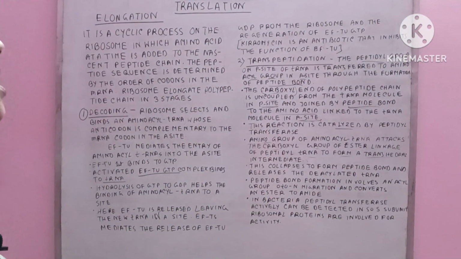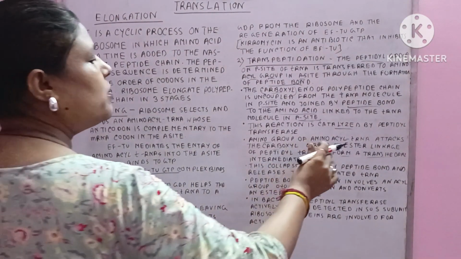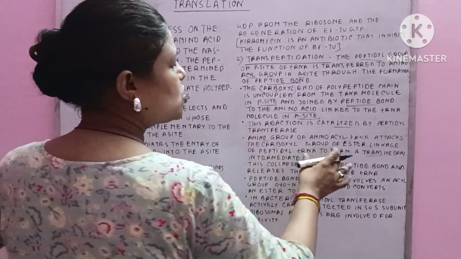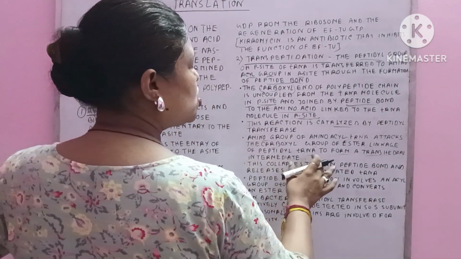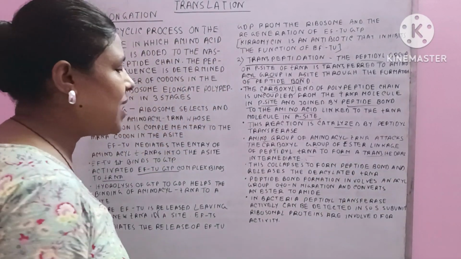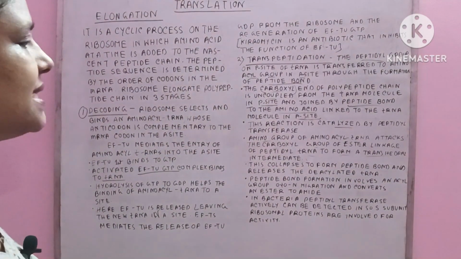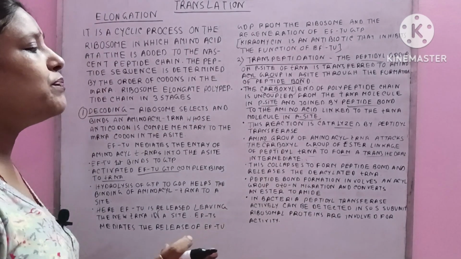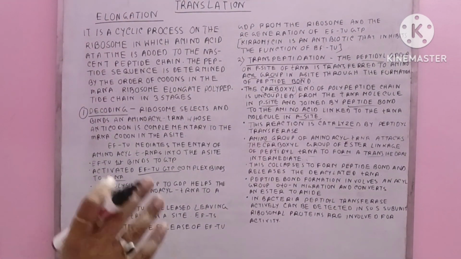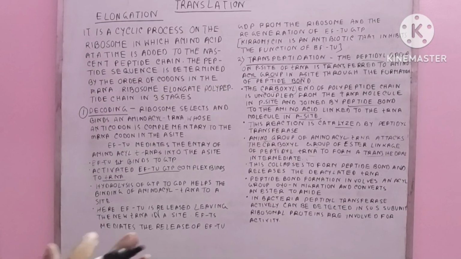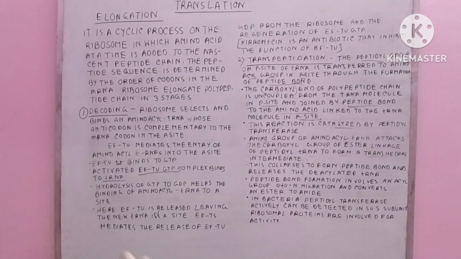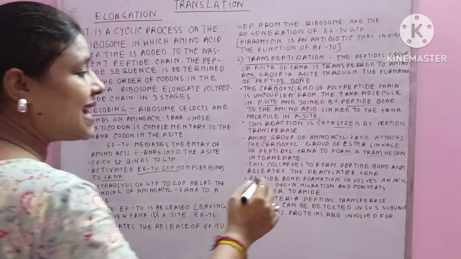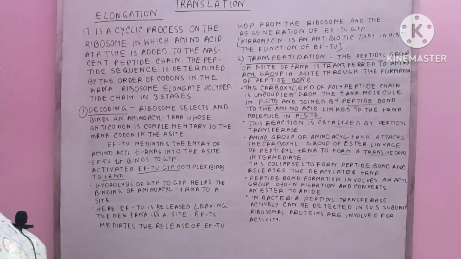And after this, what is happening? This intermediate collapses to form the peptide bond and releases the deacylated tRNA. Okay. So the substances between which the peptide bond is formed remain, but the substances that are present without formation of the peptide bond, that means the deacylated tRNA, are released.